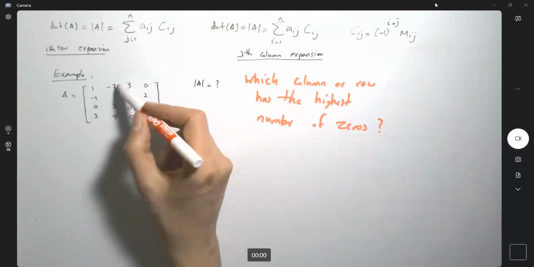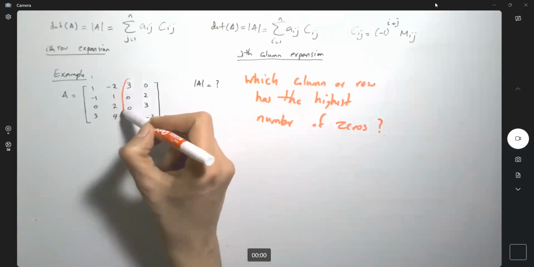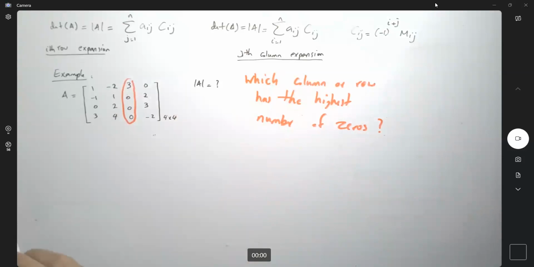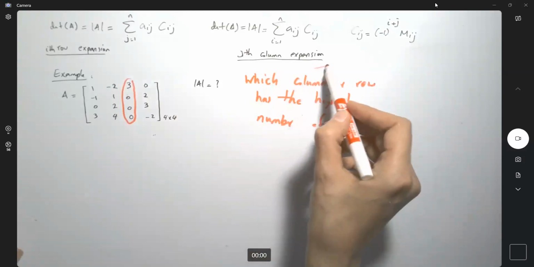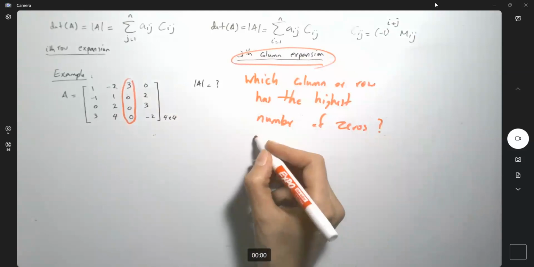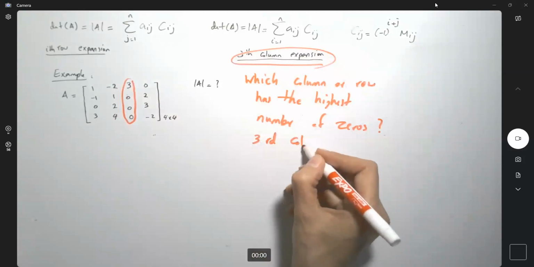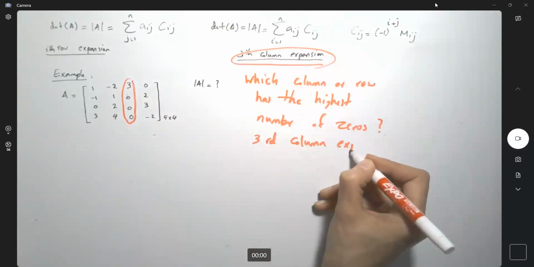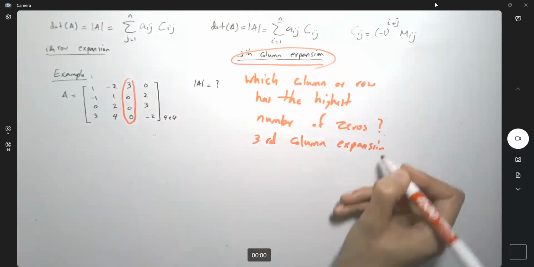So obviously, the third column has the highest number of zeros. So you're going to select the column expansion. The third column expansion is going to be your answer. So let's see.